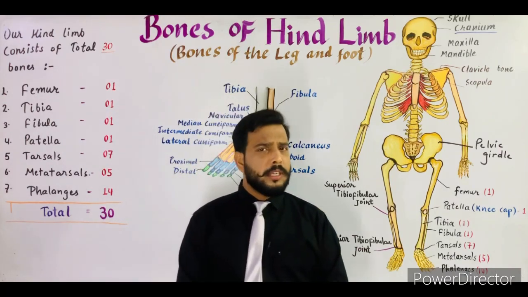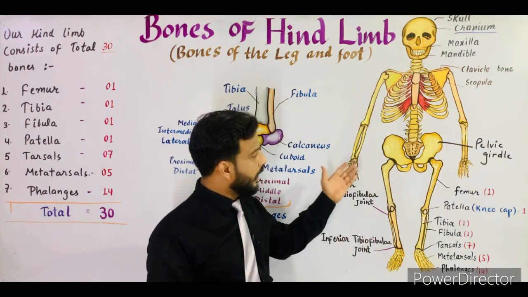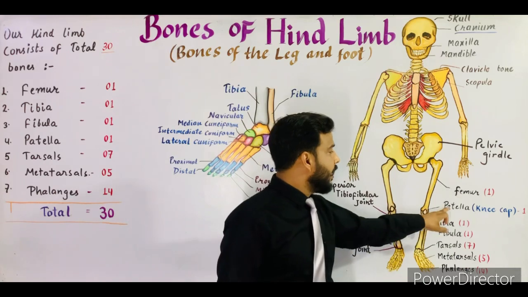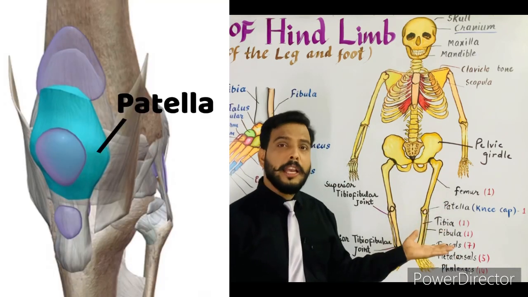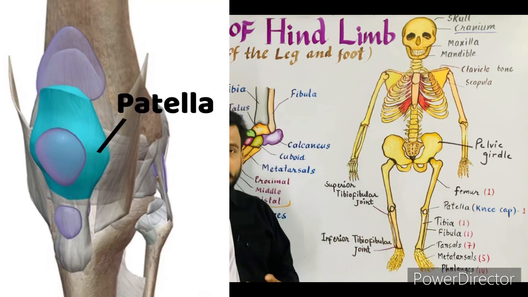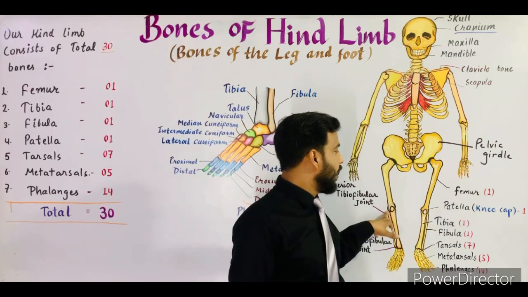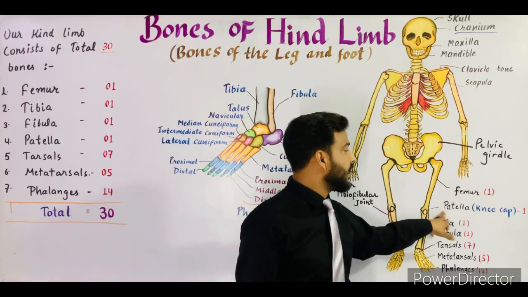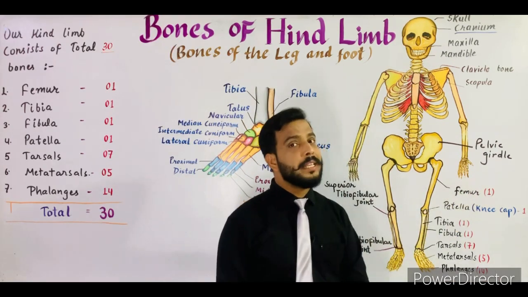Now the next one present in our hind limb is the patella, the kneecap. The kneecap, or the knee portion, is made up of the patella bone. So these are the patella bones. Each limb consists of a single patella, which is also known as the kneecap.